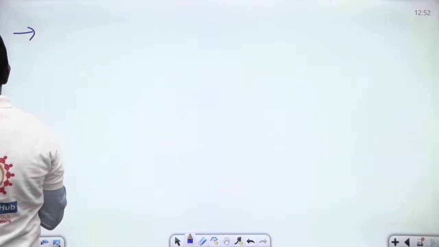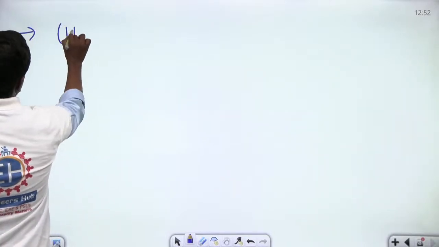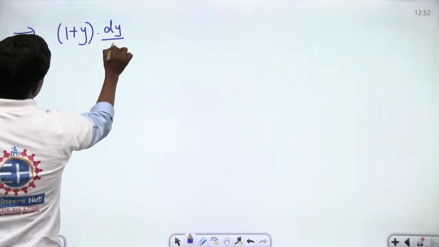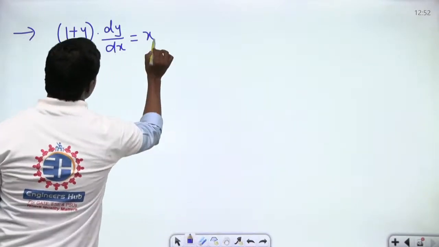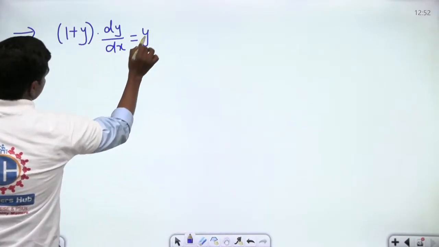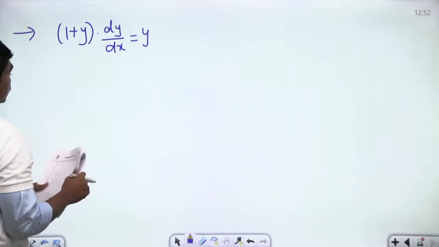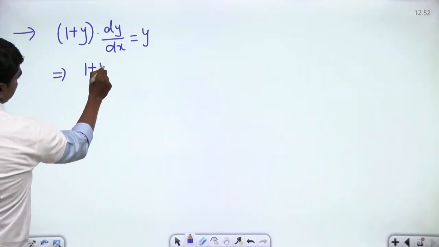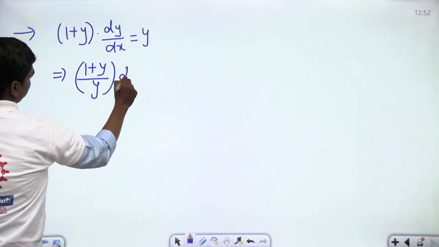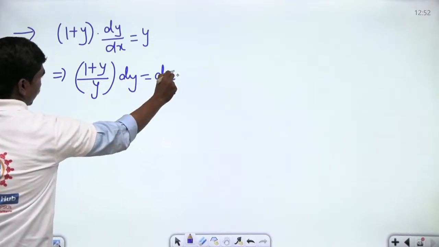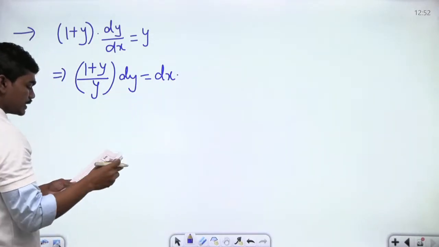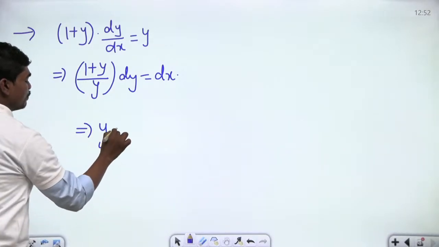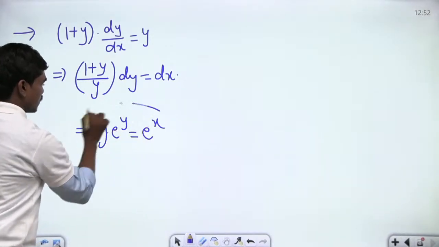Next, there is one differential equation that's here. 1 plus y into dy by dx is equal to x. Fine. So if this is the differential equation, then it's an easy question for you. It can be separated into variable separables. 1 by y into dy is equal to dx. So after solving the differential equation with enough boundary conditions, you will get the solution like y into e power y is equal to e power x.